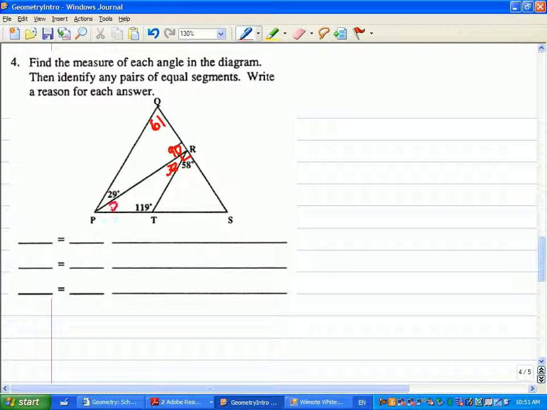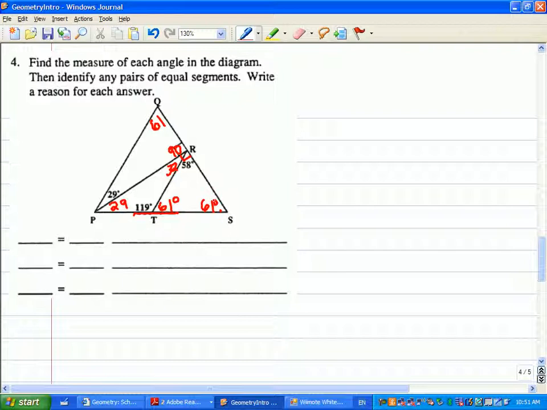So 29 is here. And if I was to come up with, this is a straight line, so 119 plus something has to be the 180 degrees that make up a line. So that would give me 61. And 61 and 58, that's going to be 119. And 119 plus something has to give me 180 degrees to give me the last angle. 71? 61?